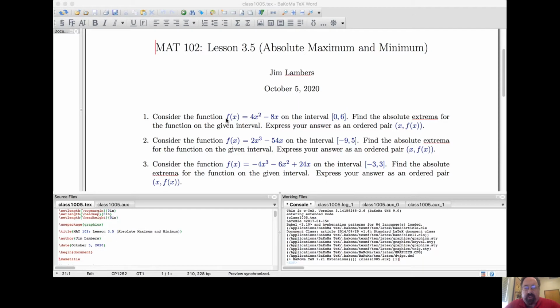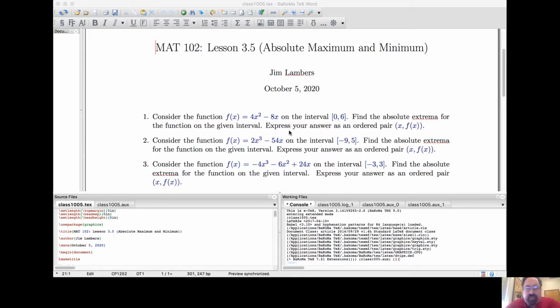Here, we're focusing on a given function on a certain domain, and we want to find the absolute maximum and minimum. So where does the function reach its largest value, larger than any other on this interval? So we're going to be doing a lot of the same things. We are still going to be looking for critical points because they will help us to find the absolute maximum or minimum.